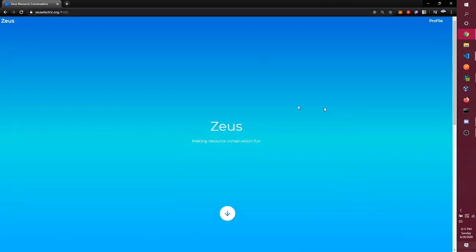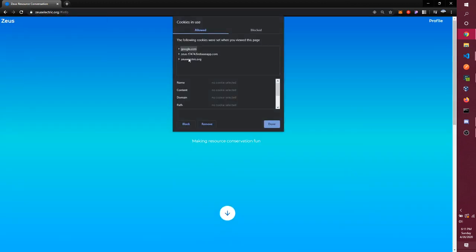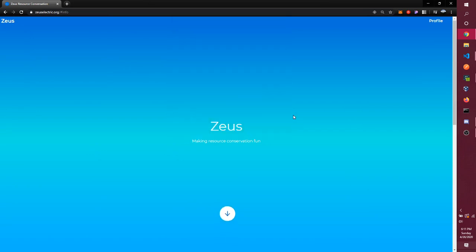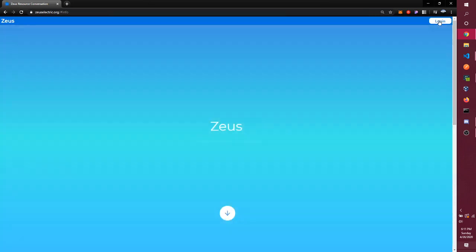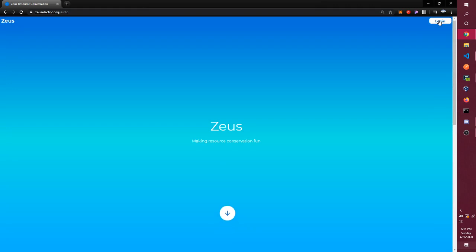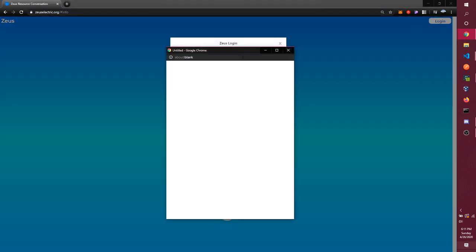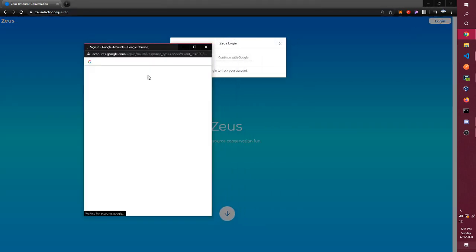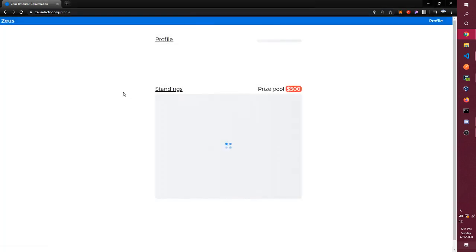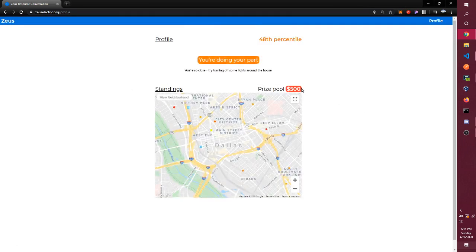We'll view this in the app itself. The app has a Google-based login. I was already logged in, so I had to log back out. But it's typical Google OAuth, so I log into my account. As you can see here, we'll see the screen with a profile and standings, which will be loading. One really important thing I want you to focus on is the prize pool here. But let's go over what is on this page.